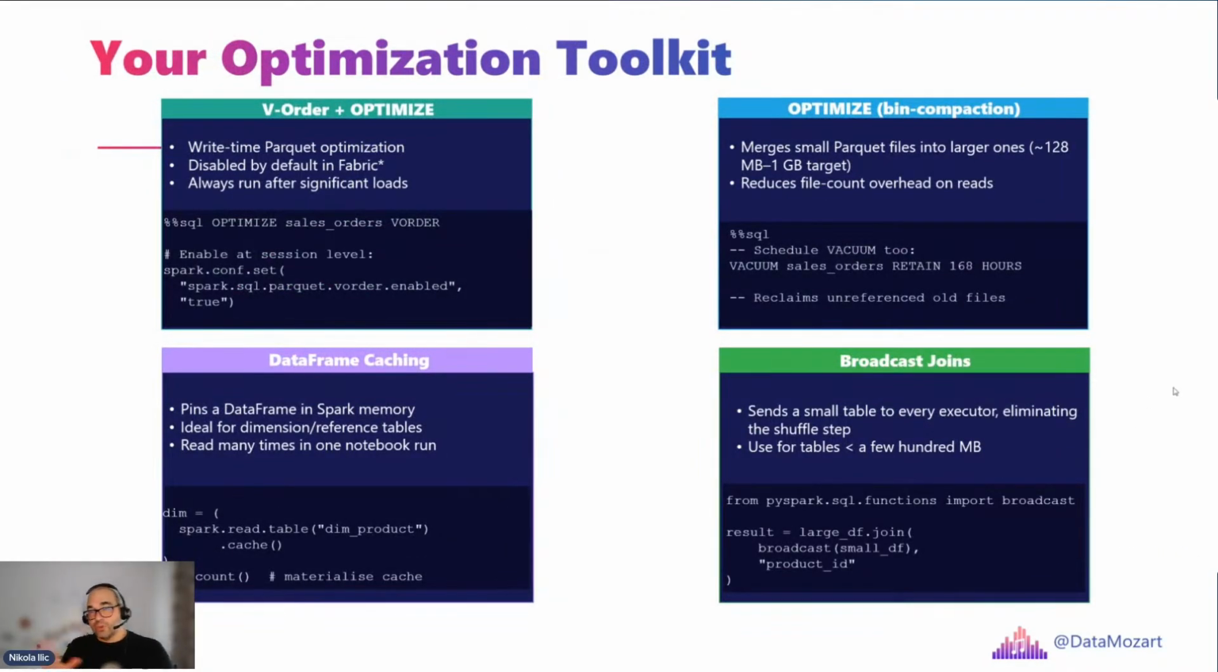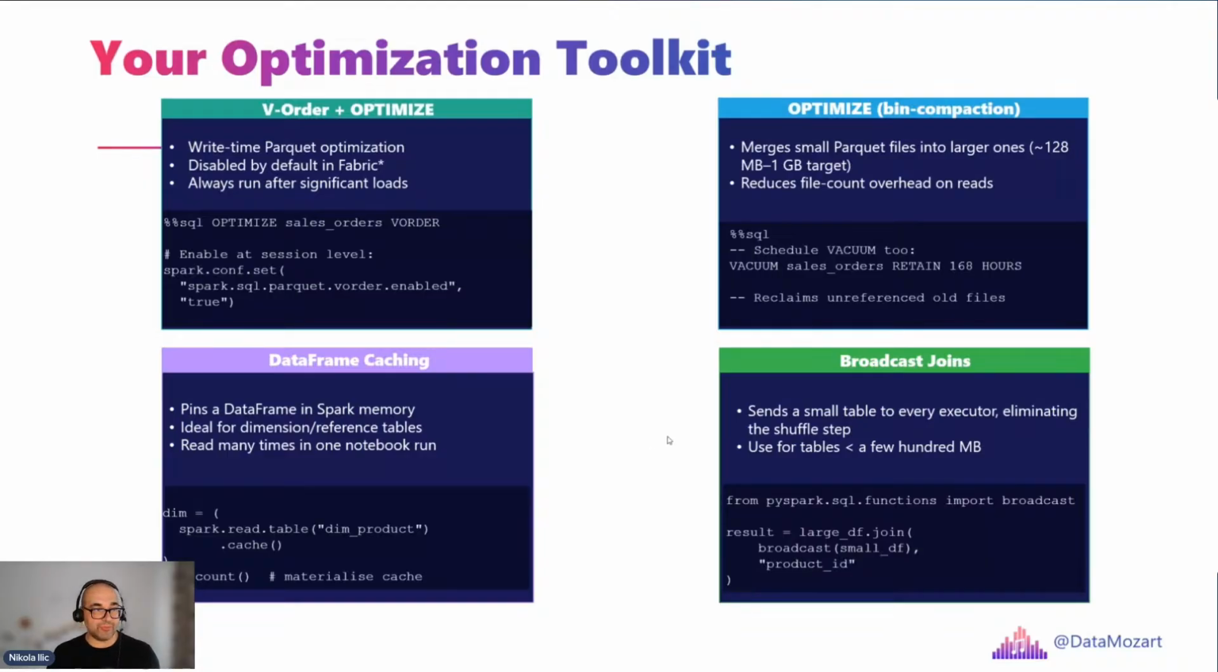So, four tools in your optimization toolkit. Top left corner, V-order plus Optimize. Always run this after significant loads. Top right is Optimize alone for bin compaction. What Optimize is doing is merging and compacting small Parquet files into larger ones, targeting between 128 megabytes and 1 gigabyte. And don't forget the vacuum command to reclaim old unreferenced files.